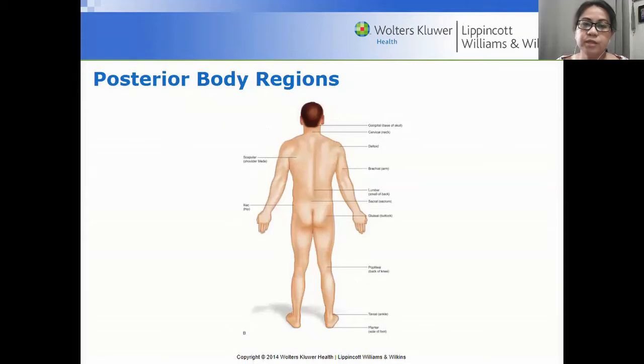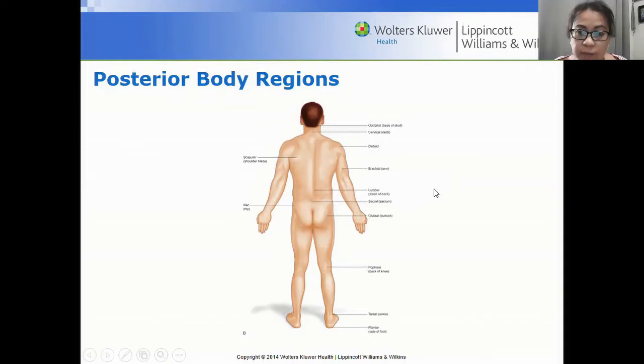Moving on to the posterior body, which is the backward position, facing away from the front. We have the scapular, which is the two blades of the back of your shoulders, the iliac, and the popliteal. And this is the occipital, which is part of your skull, and then the cervical, the location of the upper portion of your spine. The deltoid is the muscular area usually used for vaccinations in children. The brachial is your arm, where usually the biceps and the triceps are.